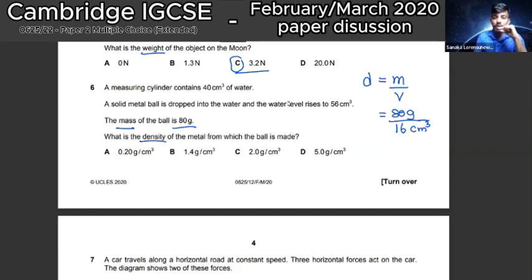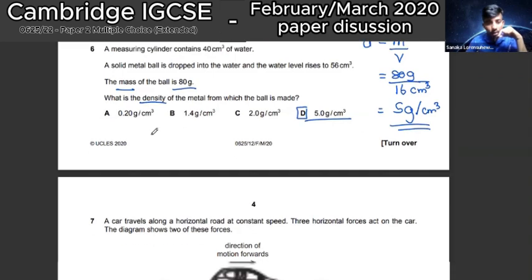80 gram divided by 16 cubic centimeter. What is the value? Value is 5 grams per cubic centimeter. That's the answer. Answer is 5. Very easy, no? 80 divided by 16 is 5 grams per cubic centimeter. Okay. Right. Let's move to another question.